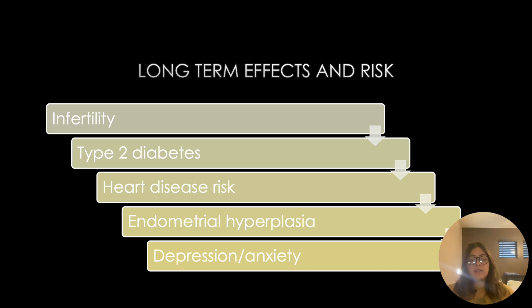With the long-term effects, PCOS doesn't just affect your reproductive system. It can impact long-term health. Women with PCOS are at higher risk for infertility because of the lack of ovulation, type 2 diabetes because of the insulin resistance, high cholesterol and heart disease, and endometrial hyperplasia. Since periods are irregular, it can cause the uterus lining to build up. It can also cause depression and anxiety. This is why getting an early diagnosis and being consistent with managing this disease is really important.